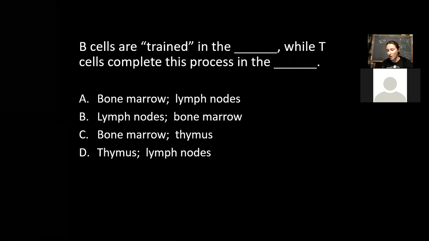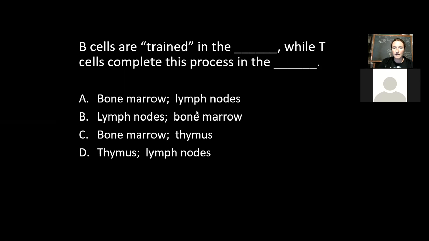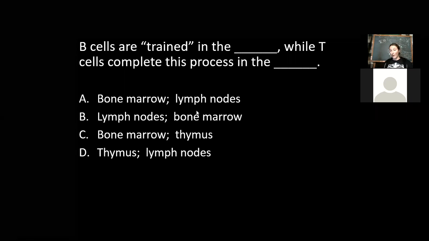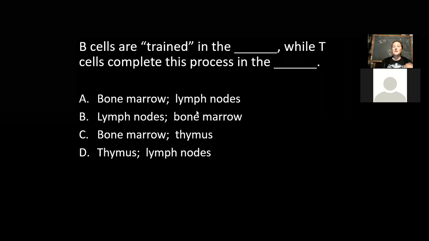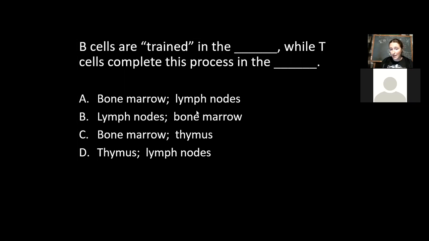Okay, so before we continue with this, just want to take a step back and do another poll. All right, I think you guys can see that now. So B cells are trained where? While the T cells complete this training process, right? So they kind of grow up and they learn self versus non-self. Where?